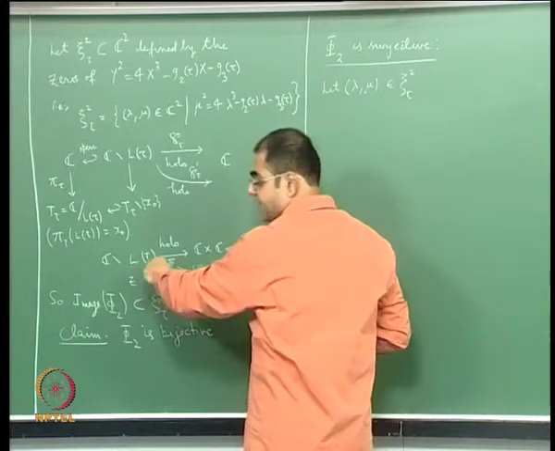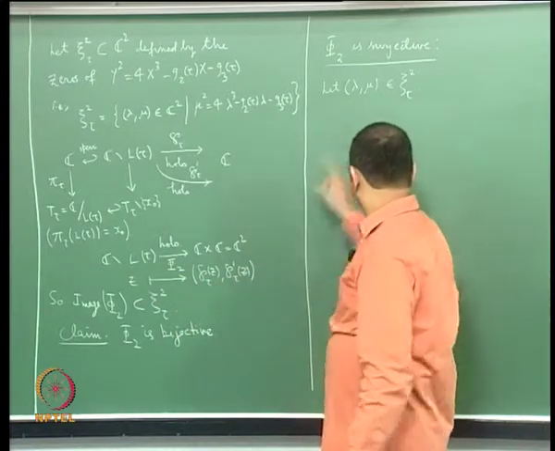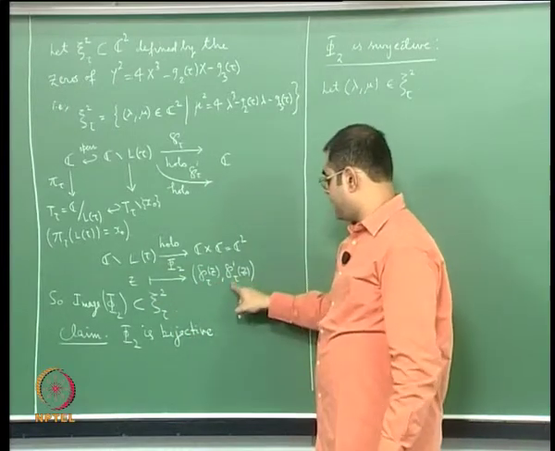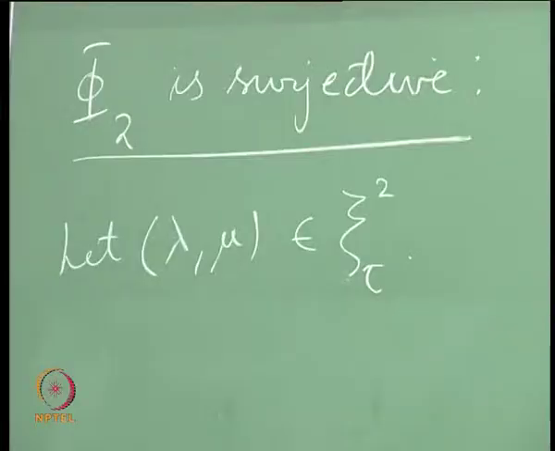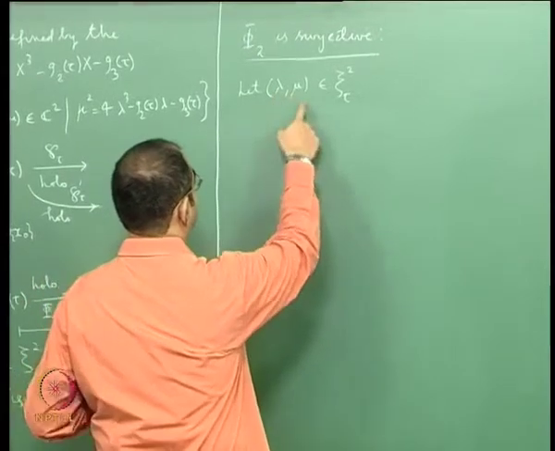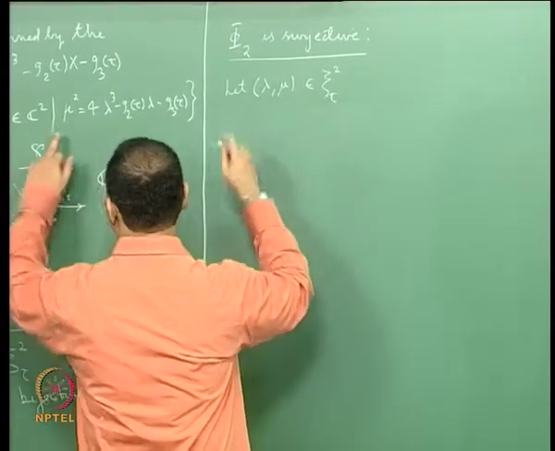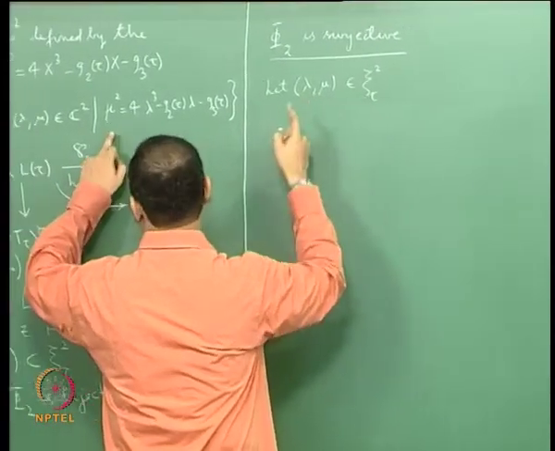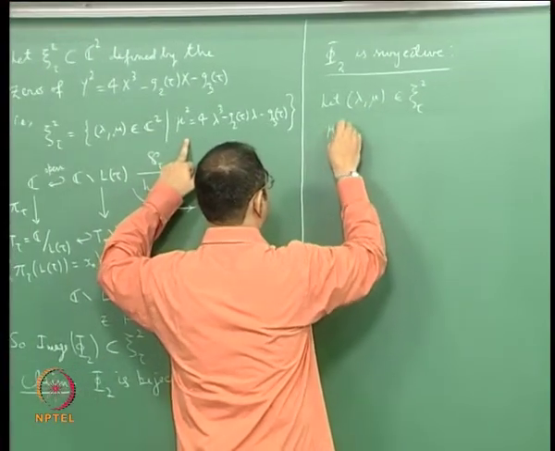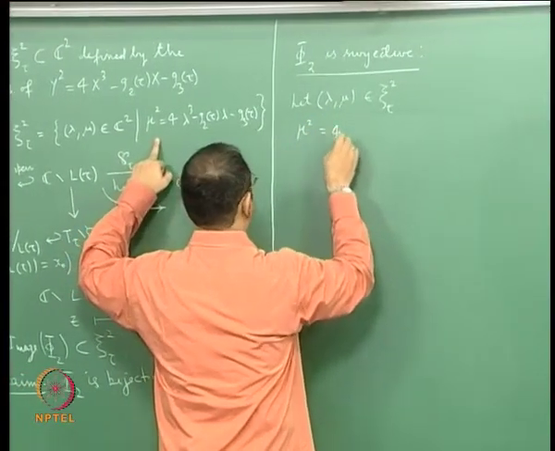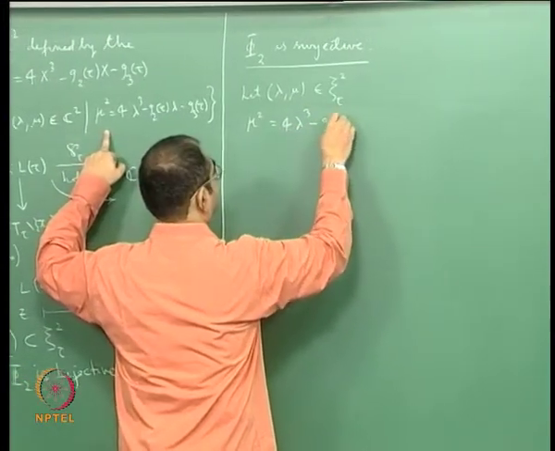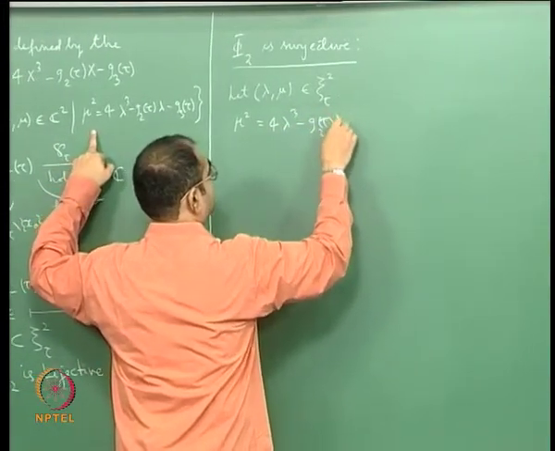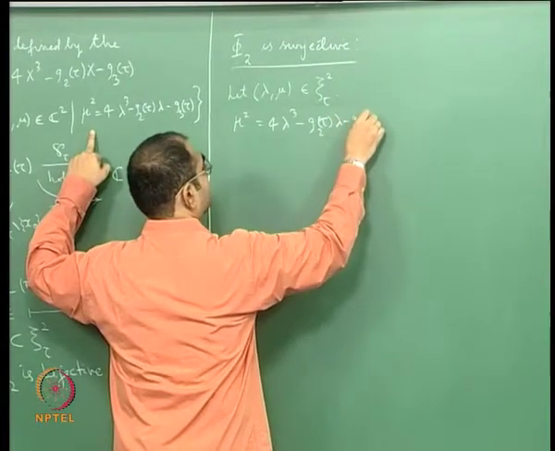So you take a point here, and I will have to show that there is a z here such that phi tau of z is lambda and phi tau prime of z is mu. I will have to show that. The fact that this ordered pair is in this set means that lambda and mu satisfy this equation. Let me write that down first: mu squared is 4 times lambda cube minus g2 tau lambda minus g3 tau.